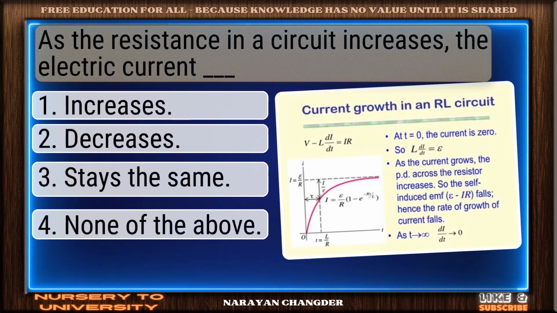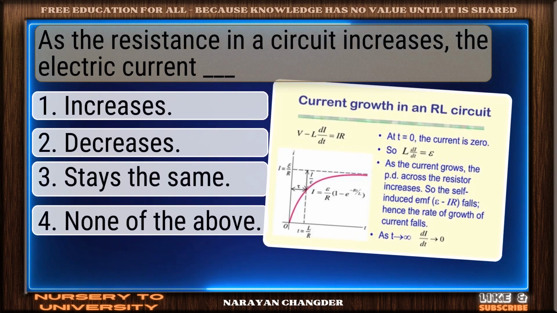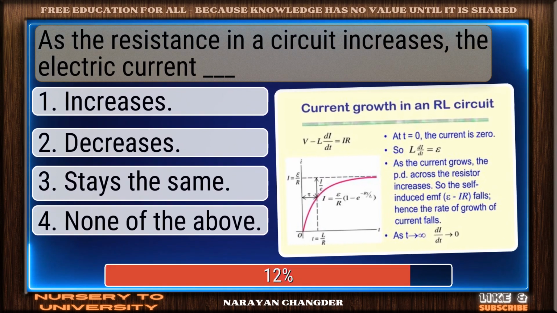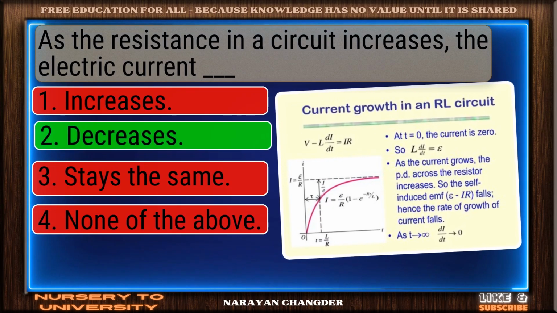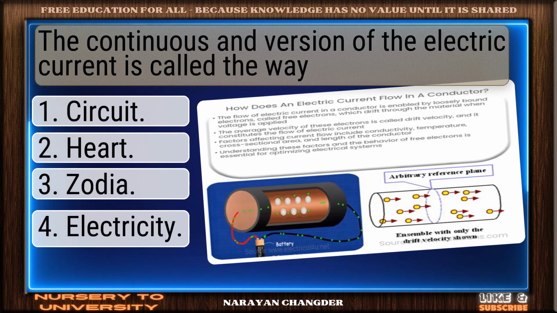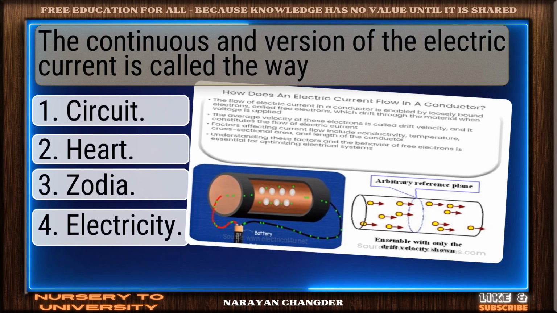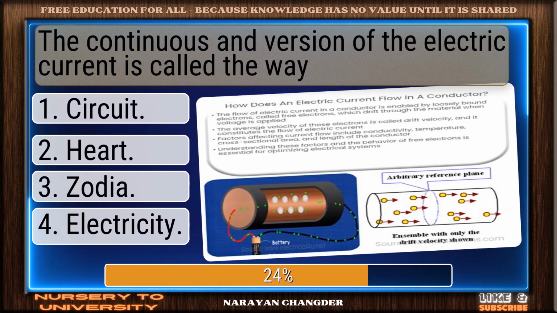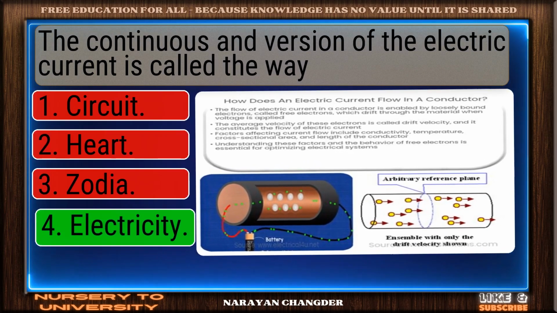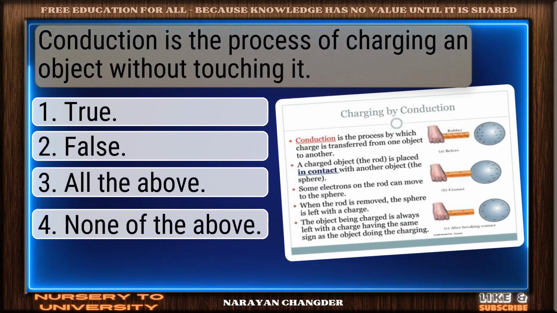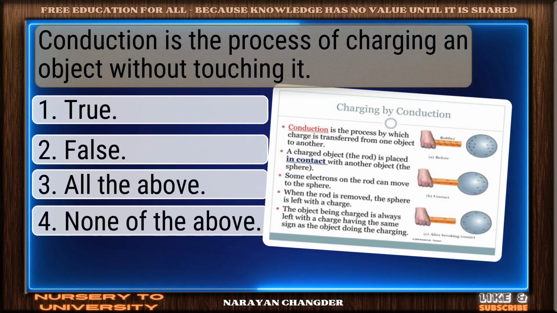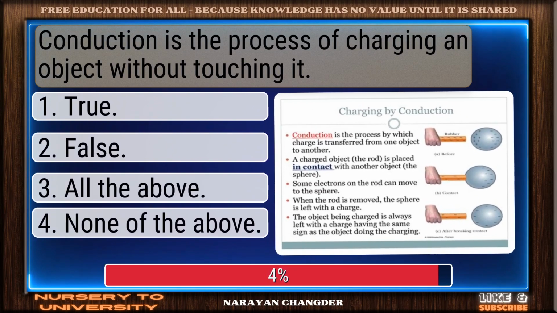As the resistance in a circuit increases, the electric current dash. Well picked. Decreases is correct. The continuous inversion of the electric current is called the dash. Exactly. Electricity makes sense. Conduction is the process of charging an object without touching it.